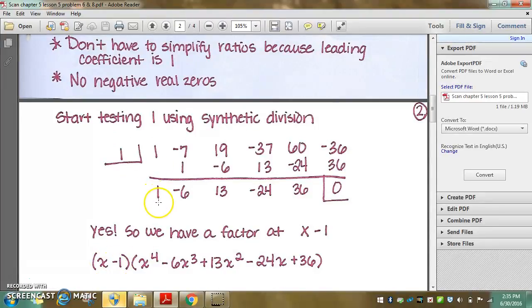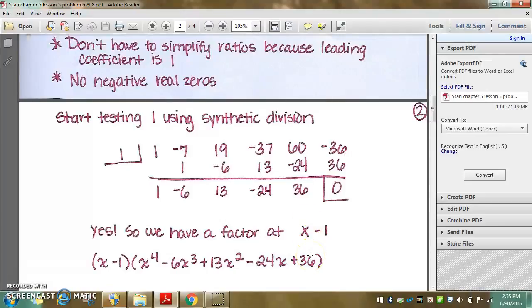We start with this leading coefficient, and we go down 1 degree from our original function. So our original function started with a degree of 5. So we're going to start with a degree of 4. So we're going to have 1x to the 4th. We just follow this across, and we go down in descending order. So now negative 6x cubed plus 13x squared minus 24x plus 36.